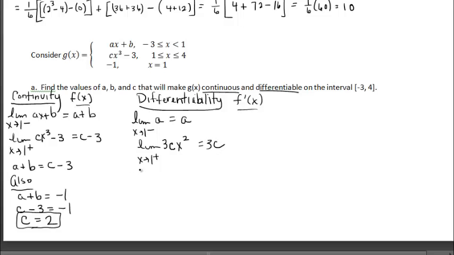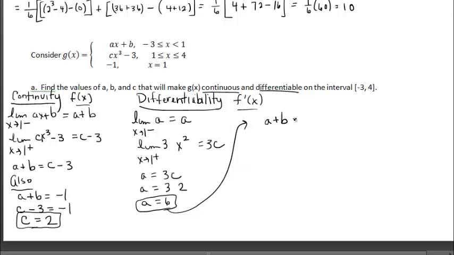From that, if we want the function to be differentiable, we have to have the left slope equal the right slope. So a must equal 3c. Oh, that works for us. We know what c is, so let's put that in there and get a. Now that I have a and c, I can find b. So going back to a plus b equals -1. If a is 6, plus b equals -1, subtract 6, b is -7.